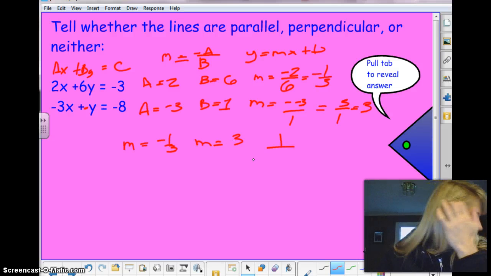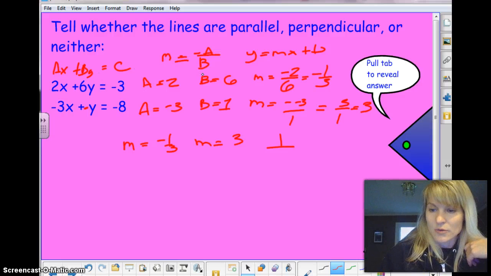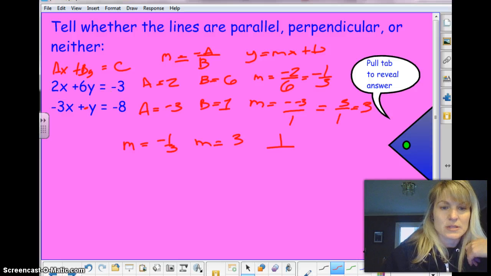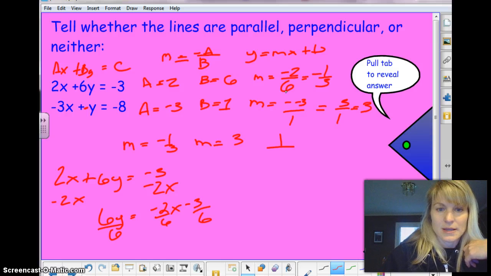Okay. Now, if this equation of negative A over B is confusing for you, you could always just put this in slope-intercept form. I have 2x + 6y = -3. So I need to move my 2x over here. That would give me 6y = -2x - 3. And then we divide by 6. And look, negative 2 over 6, or a slope of negative 1/3.